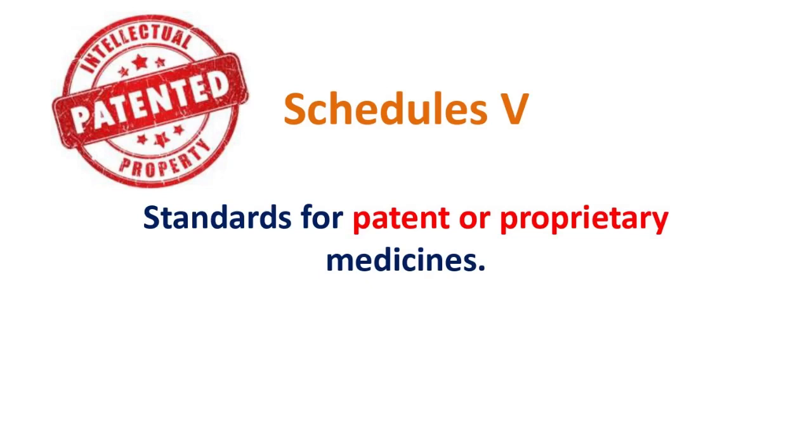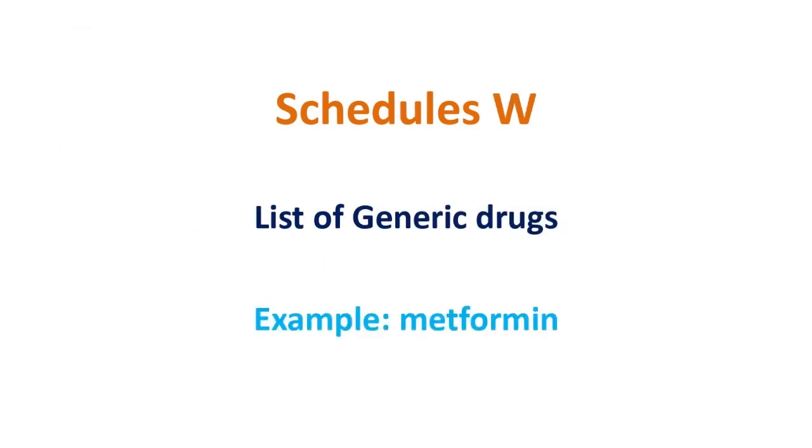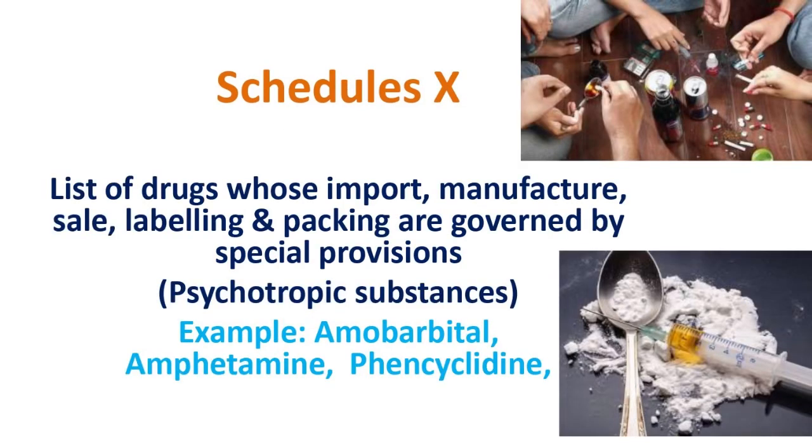Schedule V. It consists of standards for patent or proprietary medicines. Schedule W. It consists of list of generic drugs. Examples are metformin.